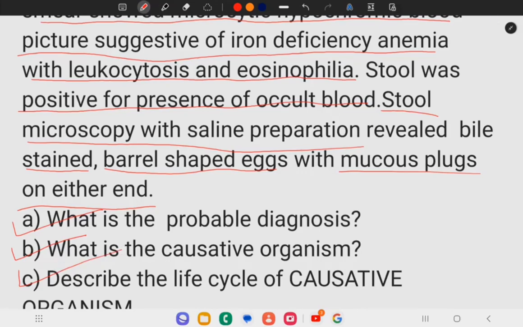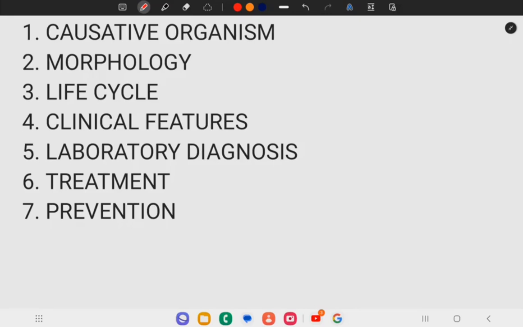Let's begin. I will be discussing trichuriasis under the following headings. First, the causative organism, followed by morphology, life cycle, clinical features, laboratory diagnosis, treatment, and finally prevention. Let's start with the causative organism, followed by the morphology of the causative organism.